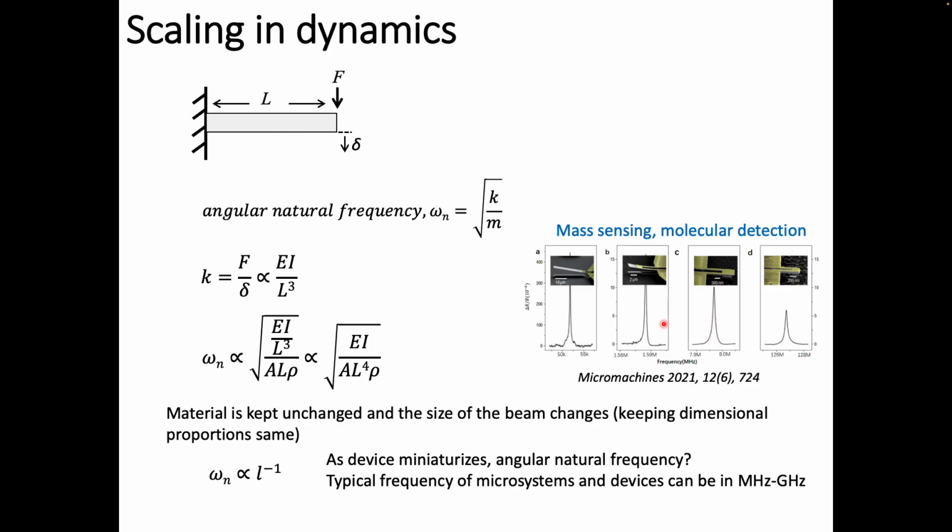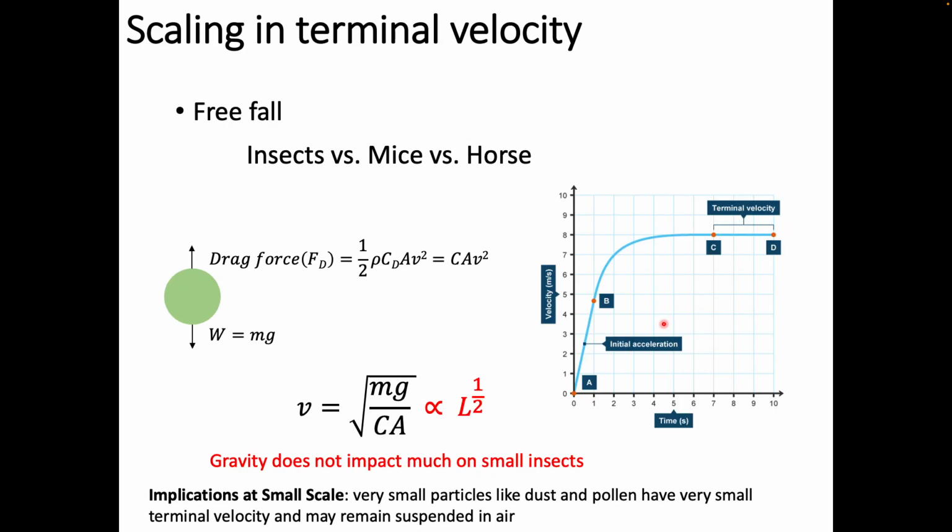Okay. So anyways, as you scale up and down, this natural frequency changes, and that can be utilized for detecting mass changes and chemical reactions, etc. So another example is free fall. If we drop insects, mice and a horse from high up in a building, we know what's going to happen, right?